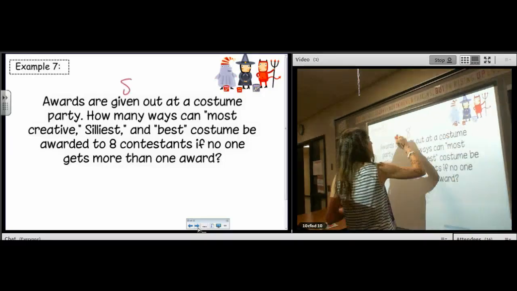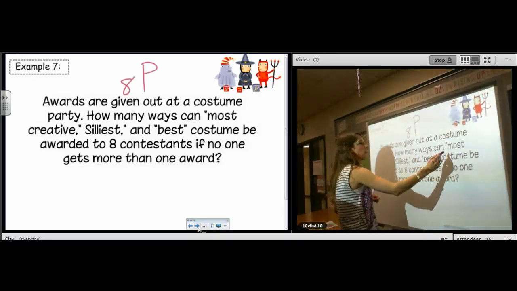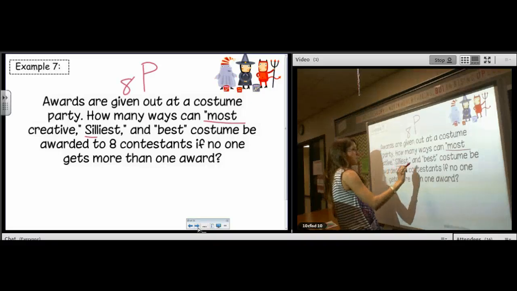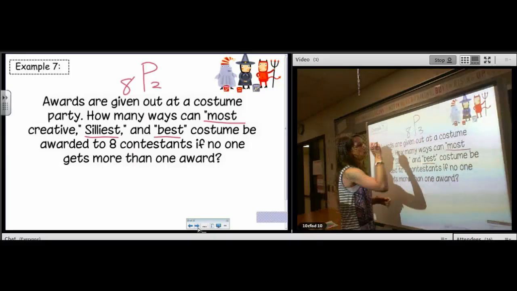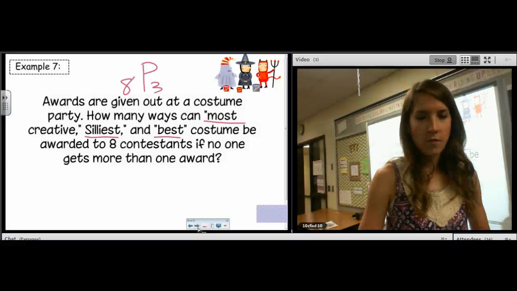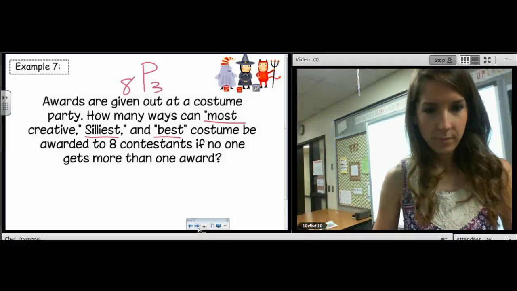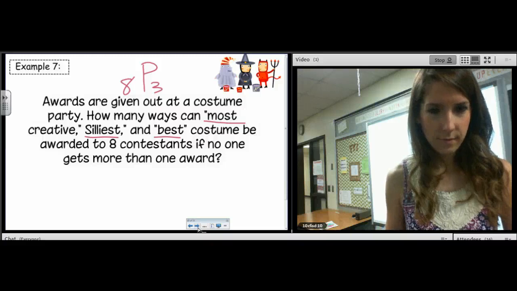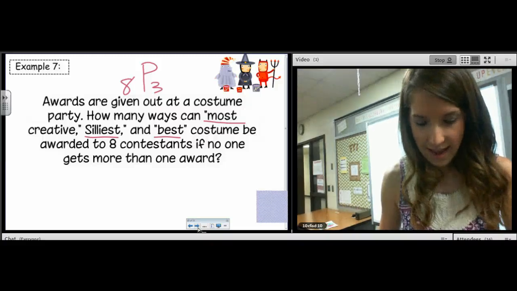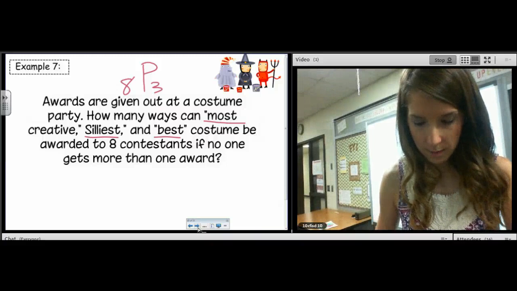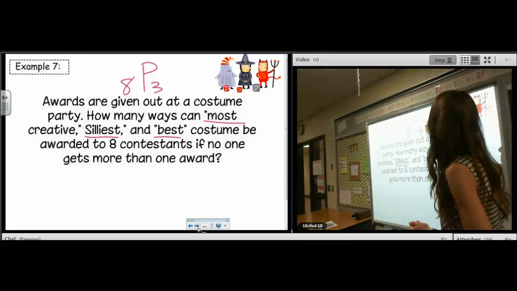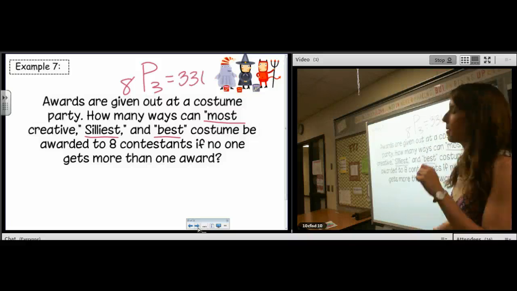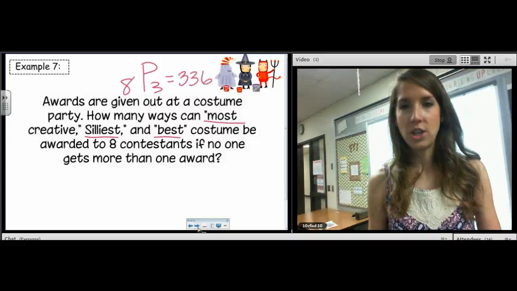So there are 8 contestants. We're doing a permutation. How many awards are we giving out? 1, 2, 3, right? 8, math, probability, permutation, 3. 336 ways. Remember, the number is always going to be larger when it's a permutation than when it's a combination.